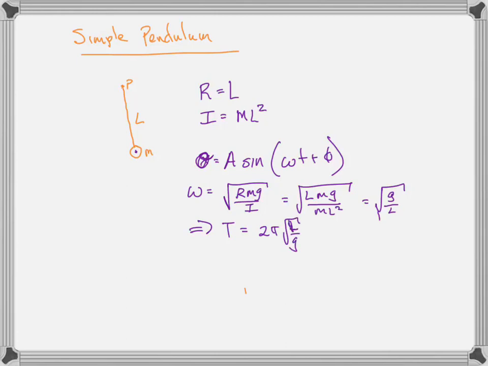The period of the simple pendulum is not dependent on the mass at all, which is really interesting about the simple pendulum. You can make that mass as big or small as you want, and the period of oscillation is still the same. It doesn't matter. It's dependent only on the length of the pendulum and the acceleration due to gravity.